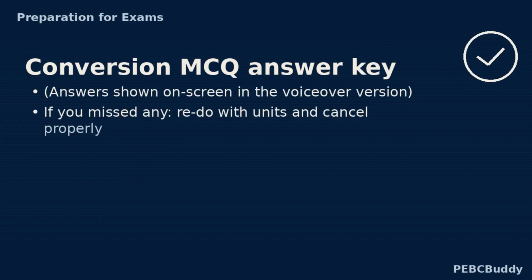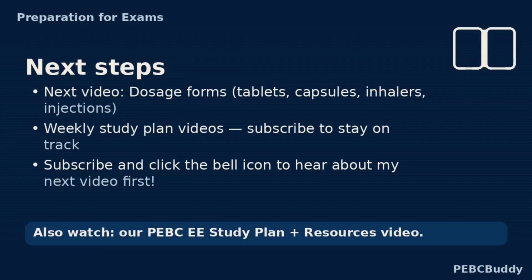Here's the answer key. If you got stuck, don't blame math. Most mistakes come from one of these: using the wrong direction of the conversion factor, forgetting units, or rounding too early. Resolve the ones you missed using units and cancellation. Then it clicks. That's it for today's crash course.